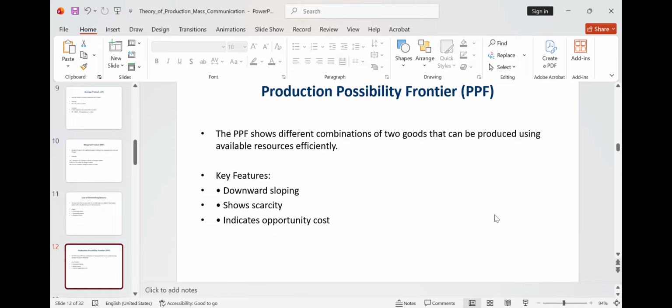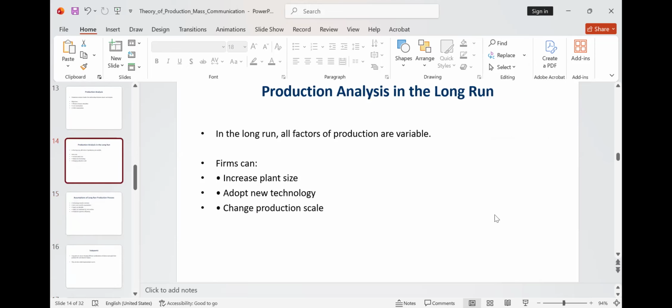When we talk about the production possibility curve or frontier, it shows the different combinations of two goods that can be produced using available resources efficiently. So what are the key features? It is downward sloping. It shows the concept of scarcity, and it also indicates opportunity cost.